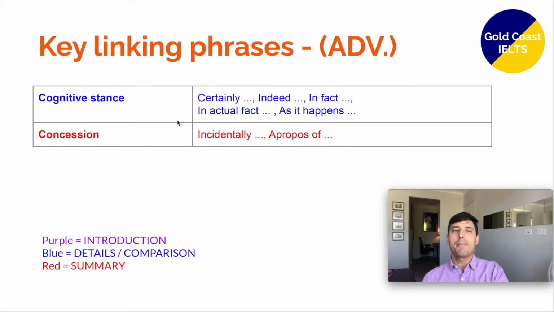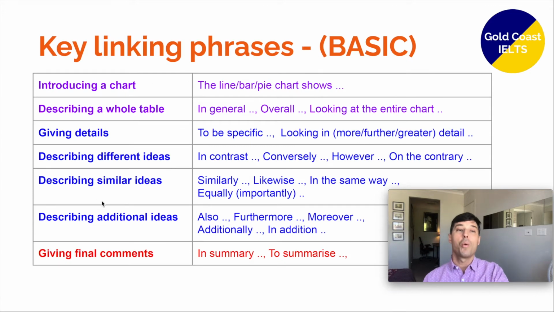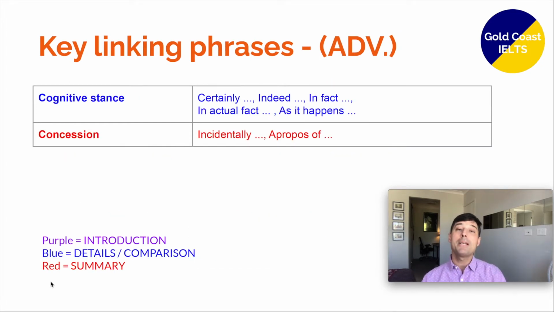I don't recommend using too many of these phrases. Probably one or maybe two of these in one Task 1 essay will be perfect. You should focus more on the ones in the basic table up above. Try to use as many of those phrases as possible and only one or maybe two of these phrases. Okay, so let's see how these phrases look in a real IELTS Task 1.